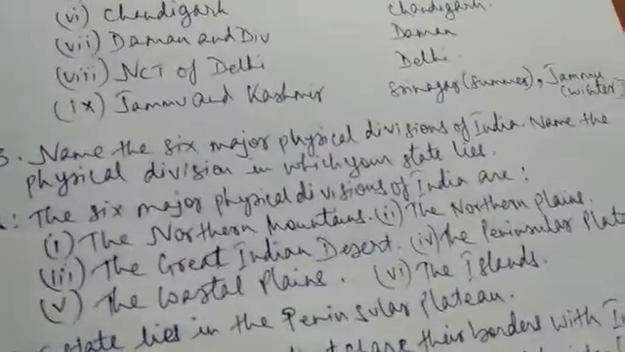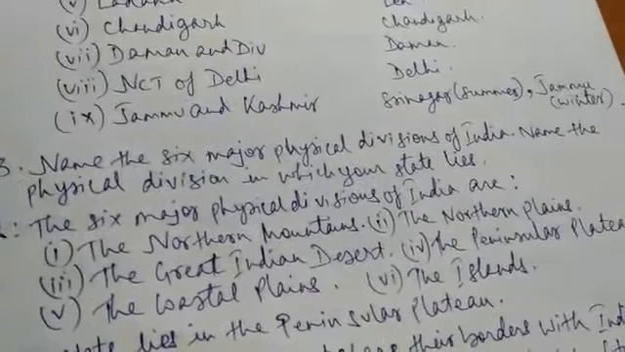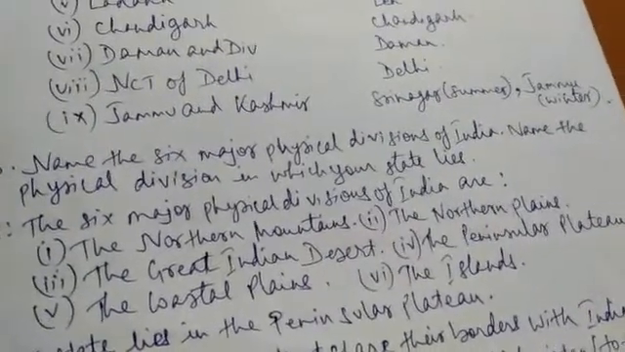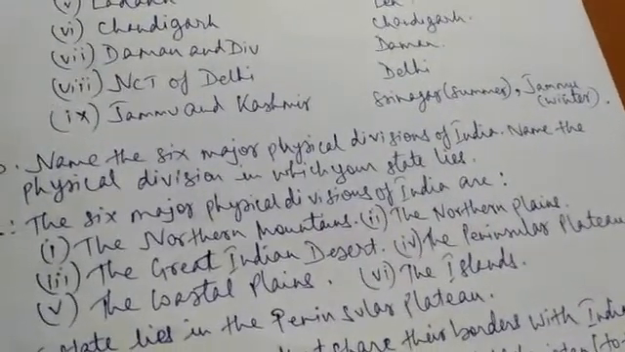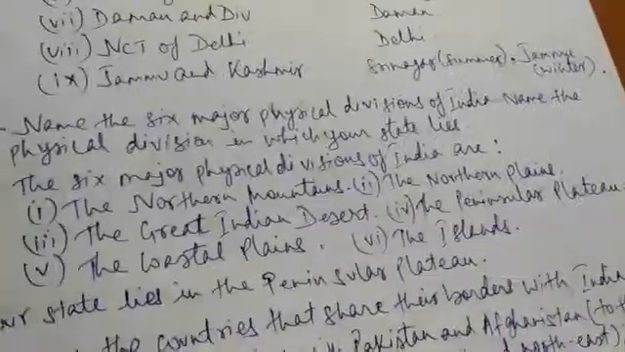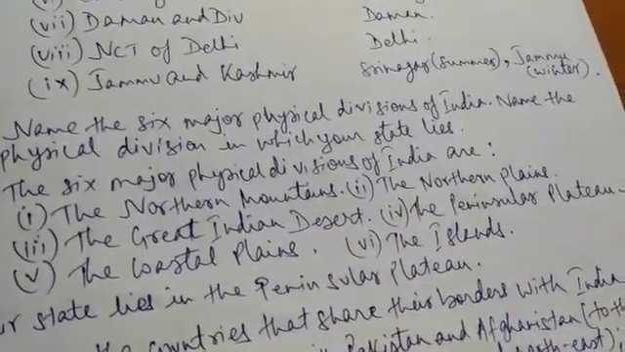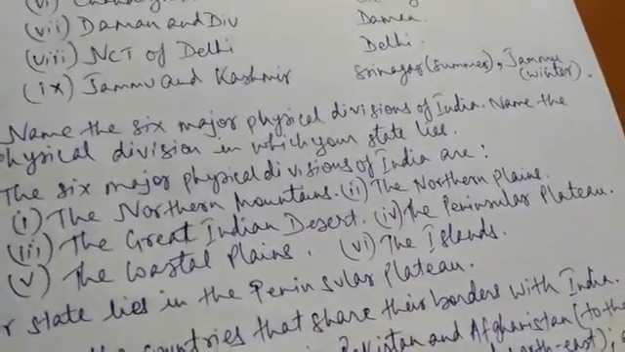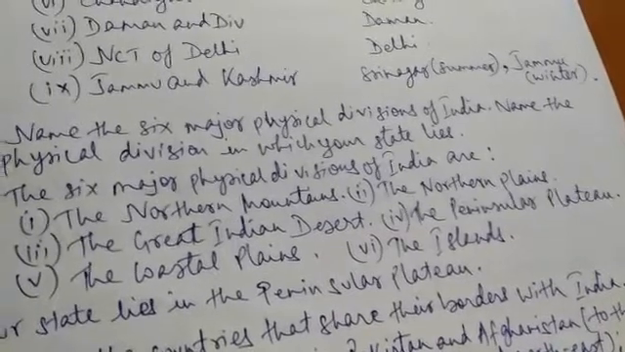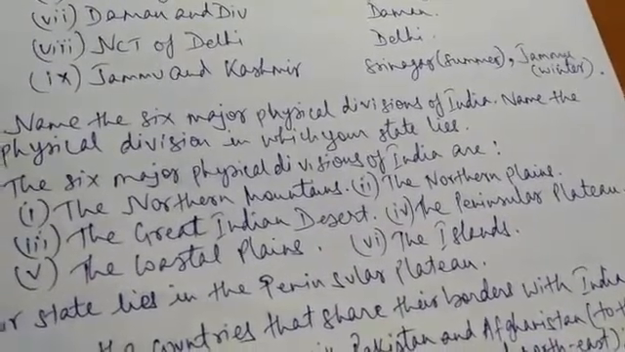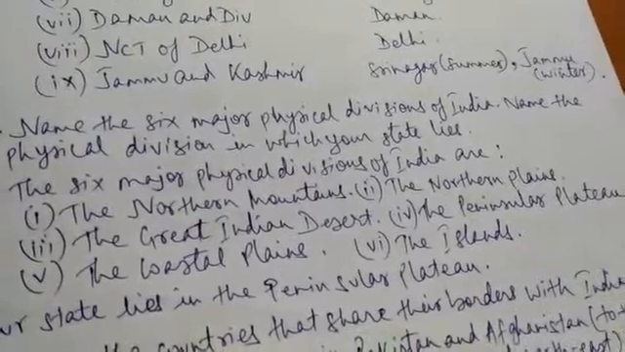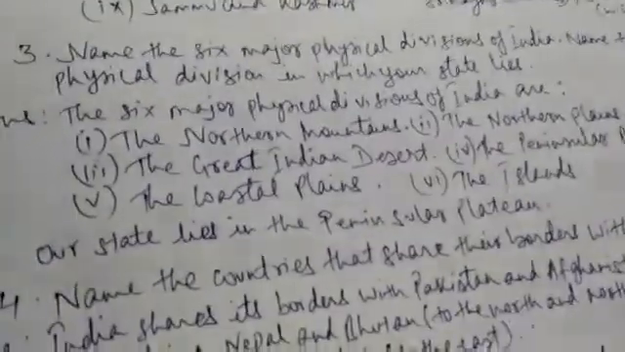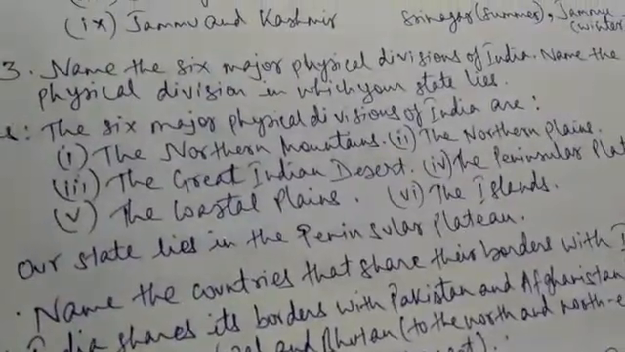Question number 3. Name the 6 major physical divisions of India. Name the physical division in which your state lies. So the answer is the 6 major physical divisions of India are number 1, the Northern Mountains. Number 2, the Northern Plains. Number 3, the Great Indian Desert. Number 4, the Peninsular Plateau. Number 5, the Coastal Plains. And number 6, the Islands. Our state lies in the Peninsular Plateau. Let's see the next question.